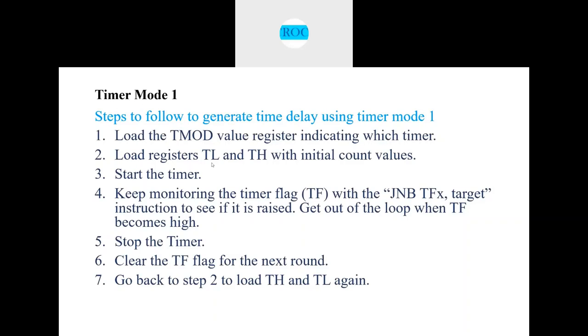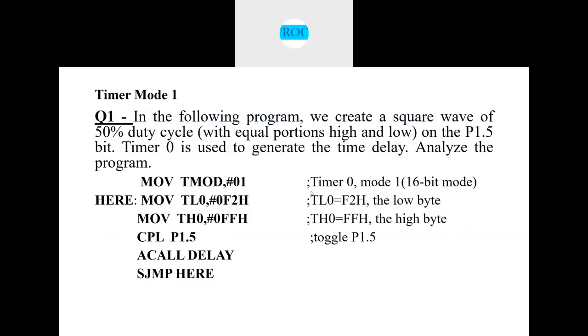Load registers TL and TH with the initial count values. We have MOV TL0, #0F2H there, right? You can have any initial values. I'm initializing it with this value. And MOV TH0, #0FFH here.